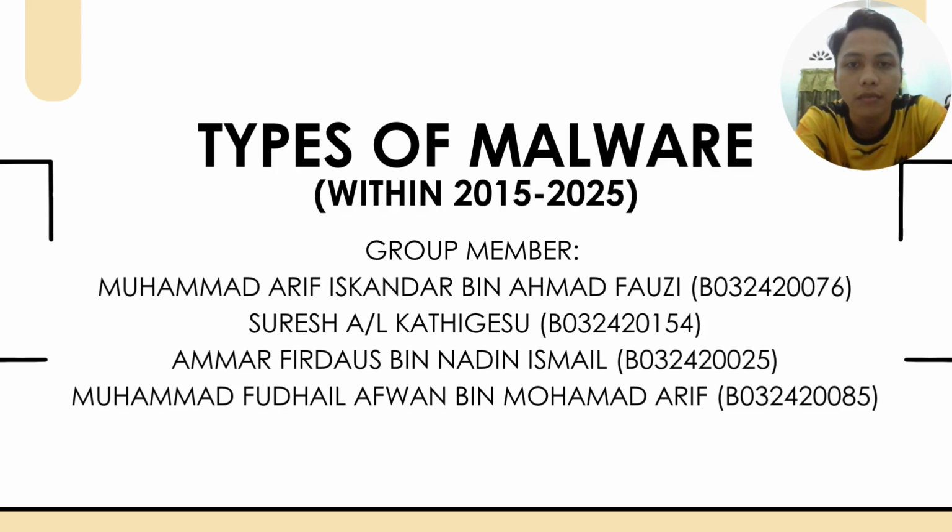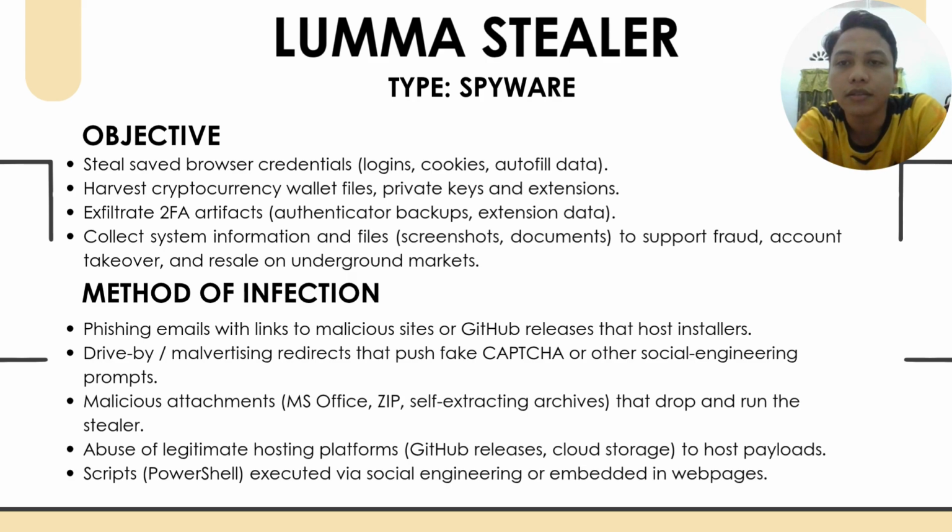So this lab is... the first one is Luma Stealer, type spyware. Objective: steal browser credentials like logins, cookies, and autofill data; harvest cryptocurrency wallet files, private keys, and extensions; exfiltrate 2FA artifacts, authenticator backups, or extension data; collect system information and files like screenshots and documents to support fraud, account takeover, and resell on underground markets.